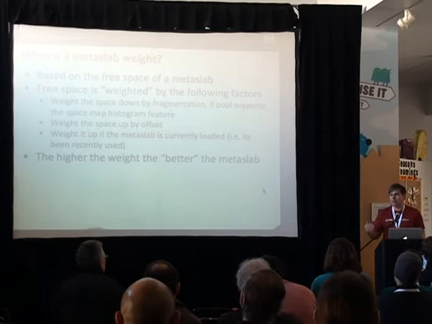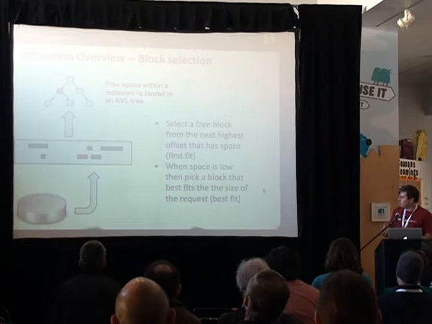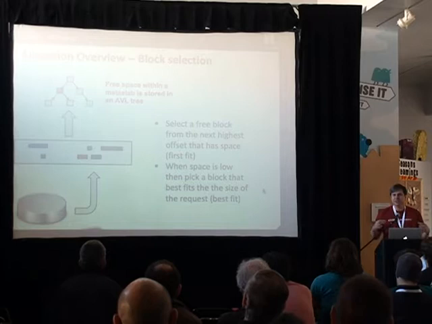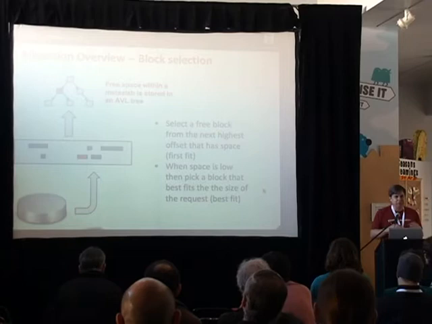So once we've actually selected a metaslab, we then will load it if it hasn't been loaded, and we effectively look at the free segments on disk. So in this picture, this middle box is kind of representing the free segments, and we load those in and sort them into an AVL tree.